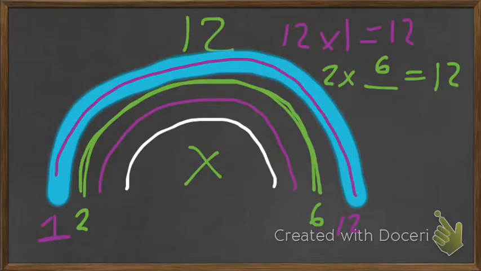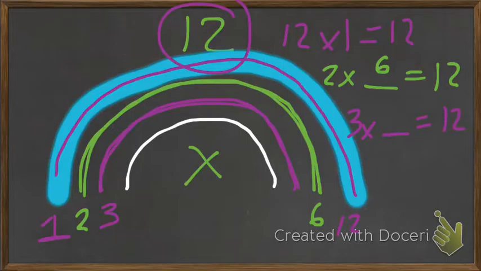Now, the next factor for the number 12 would be 3. 3 going along this purple line, 3 multiplied by what gives us 12? And the answer to that is 4. So the other side gets 4. And that's where our rainbows come from for this lesson. So you can use this approach for any number.